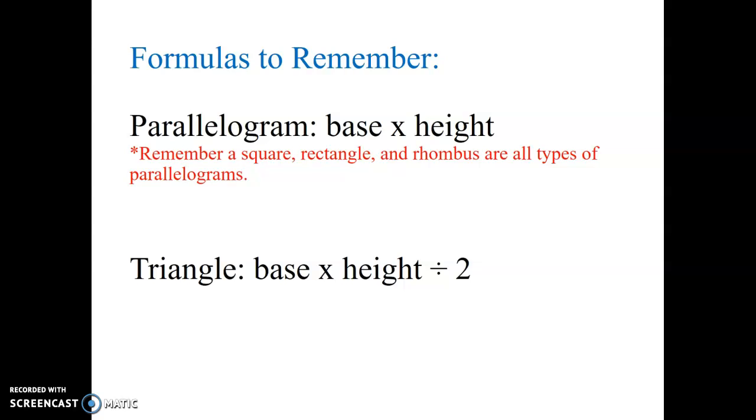A parallelogram. To find the area of a parallelogram, you multiply base times height. And remember, squares, rectangles, a rhombus, those are all different types of parallelograms. So we're going to use the same formula for all of those figures. Also, triangle. Triangle is base times height divided by 2. And we've already talked about these this year, so this is just review.